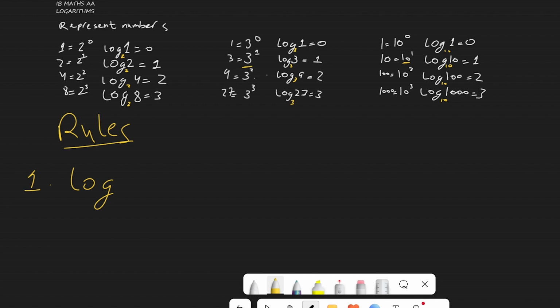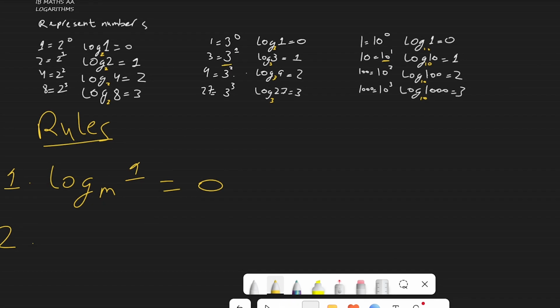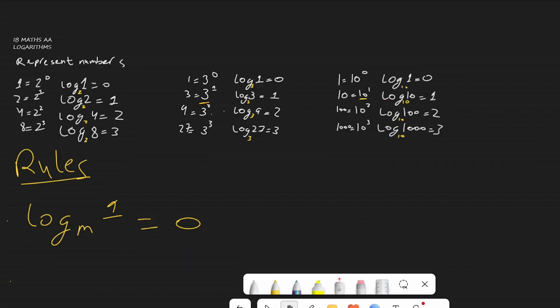Okay, the second observation that we can make is that log of 2 to the base 2 is equal to 1, then log of 3 to the base 3 is also equal to 1, then log of 10 to the base 10 is also equal to 1. This means that log of m to the base m would always be equal to 1.